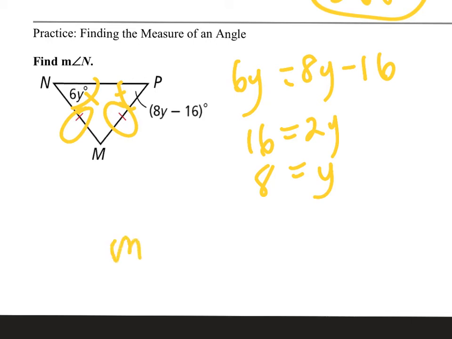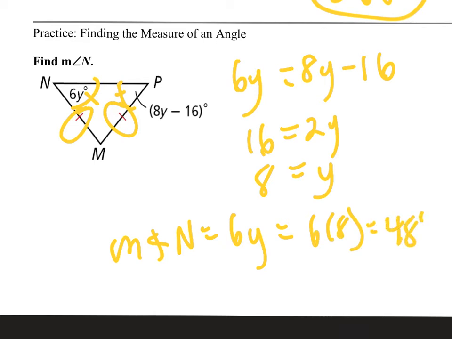That's not what the question's asking me though. I want to find the measure of angle N. And I'm given that the measure of angle N is being represented by this expression, 6y. I'm going to substitute in what I know for y now, 8. So 6 times 8 is 48 degrees. So this is the measure of angle N.